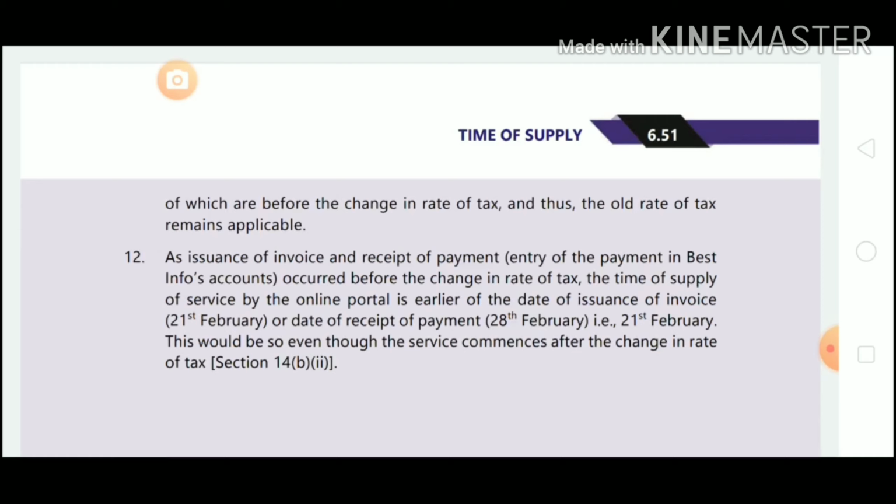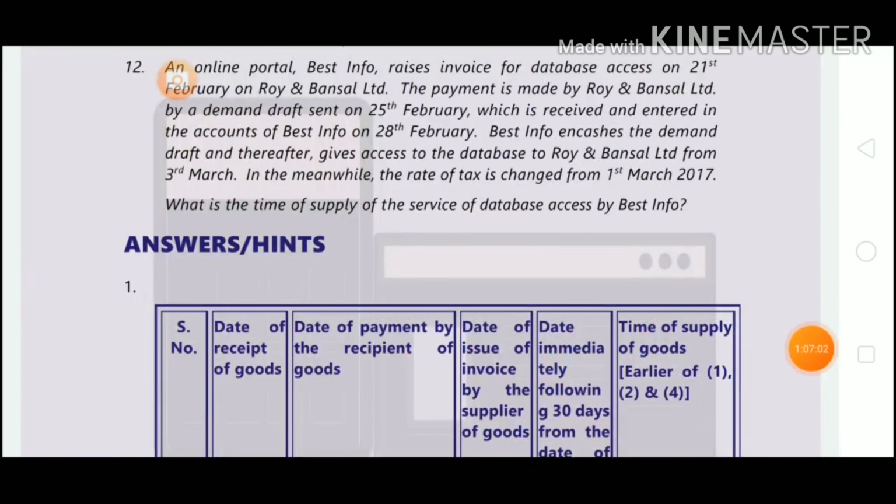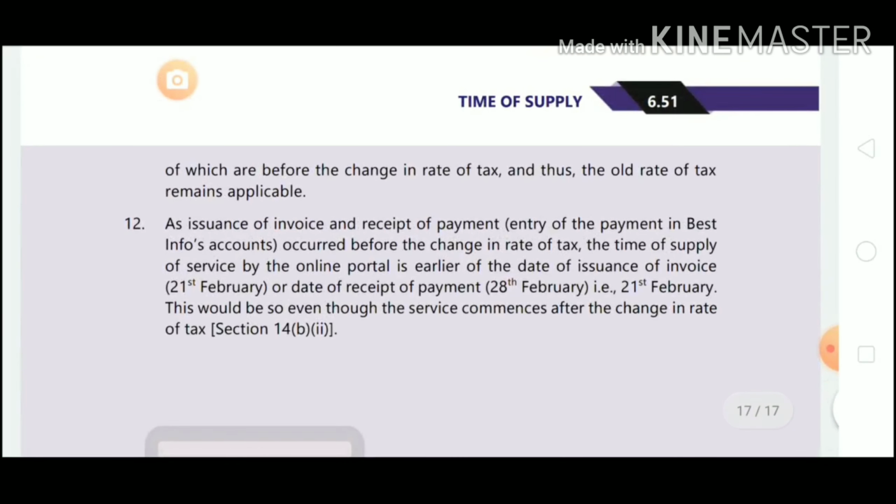See in the question, the change in rate of tax is given as 1st March. From 1st March, the tax rate is changing and the service was commenced from 3rd March. So even though service is provided after the change in rate of tax, 21st Feb, that is the earlier of invoice or date of receipt of payment, will be the TOS. Okay, it is of no relevance. Even though the service is commenced after the change in rate of tax, the TOS will remain the same. It will remain as 21st Feb. Service being provided after the change in rate of tax is irrelevant. Hope all questions are clear.